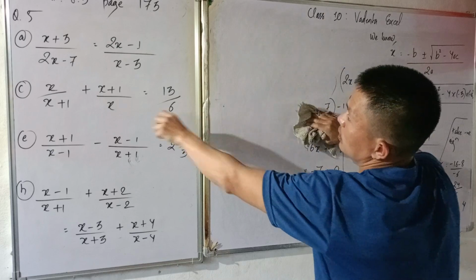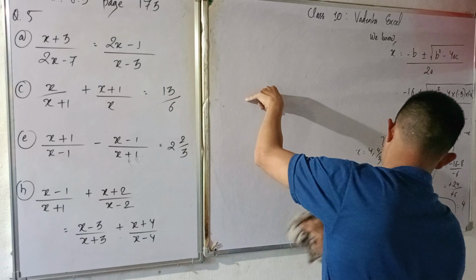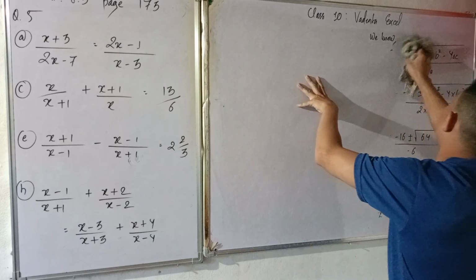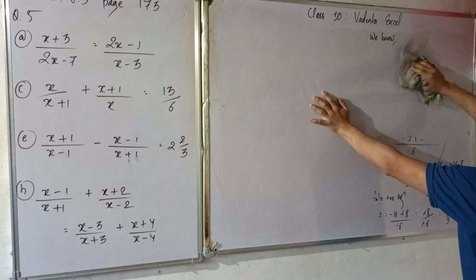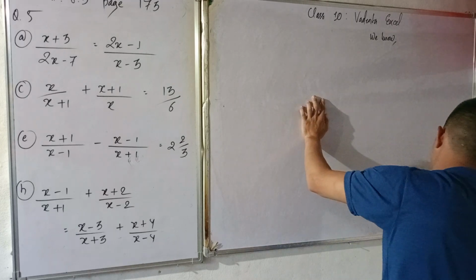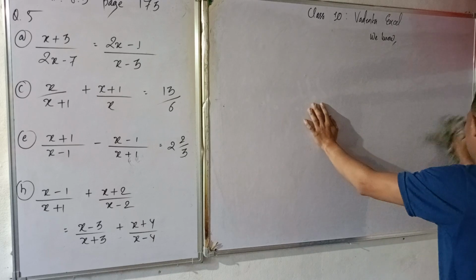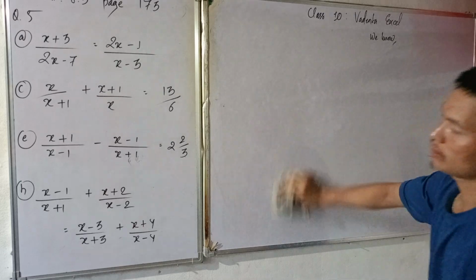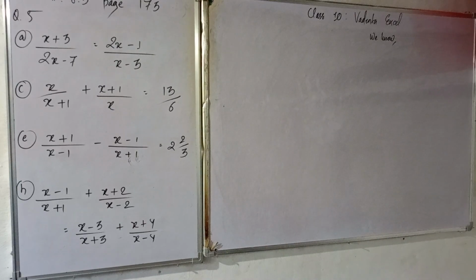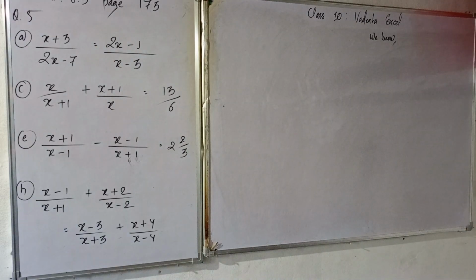Number C also, you just take the LCM here. If you know the process, you can do it earlier than me. You start doing, and I'll catch up to you. You start by taking the LCM and then cross multiply. After simplifying that, you just cross multiply. Okay, let's move to number C.